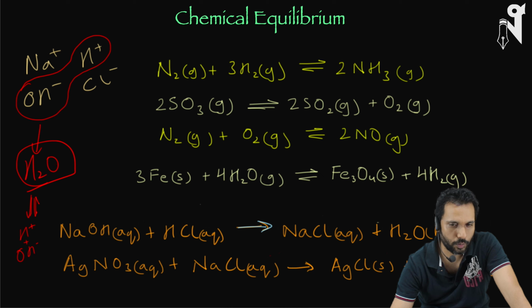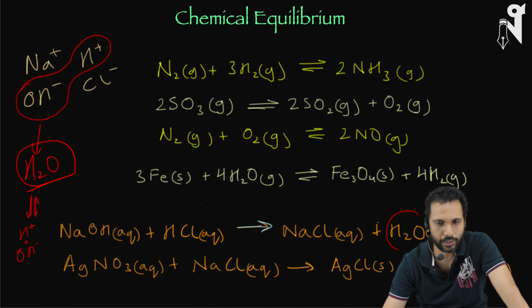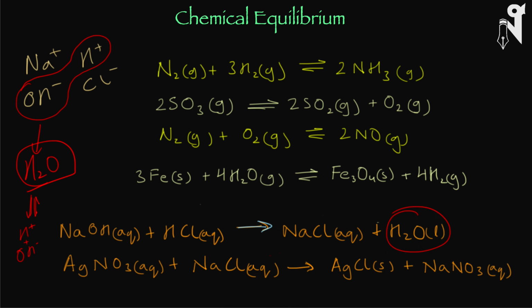So since it has formed water, there is no scope of the Na plus and the Cl minus combining with OH minus to create the base back, or Cl minus combining with H plus to create the HCl back. There is no chance of that happening. So this is not what we are going to study under equilibrium: acid base reactions where you have a salt formed.